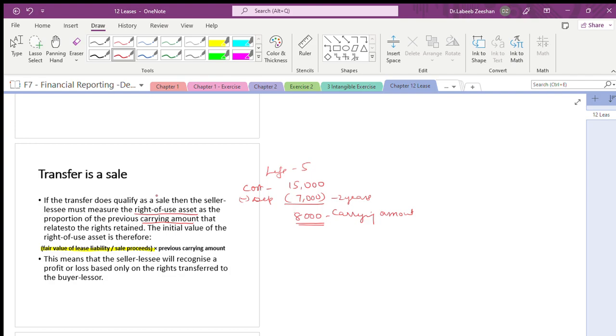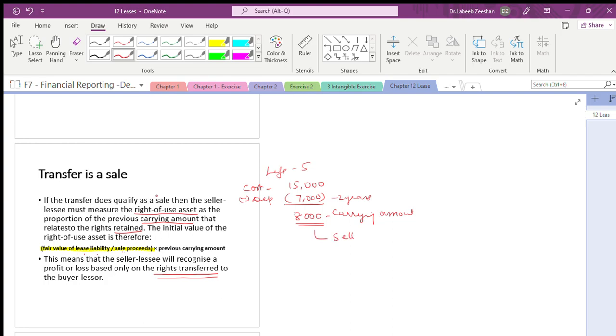Our claim. What it says is that the previous carrying amount relates to the rights retained. The initial value of the right is therefore what? We have to take the fair value of the liability divided by the lease assets. Unless we work this out, we will not have a clear understanding. The seller-lessee will recognize based on the rights transferred as on that date. If you have a carrying amount of this much, you are going to sell it.